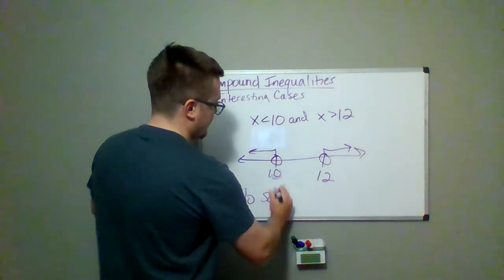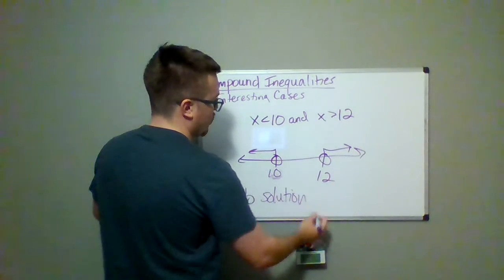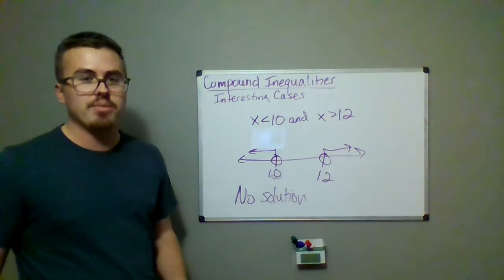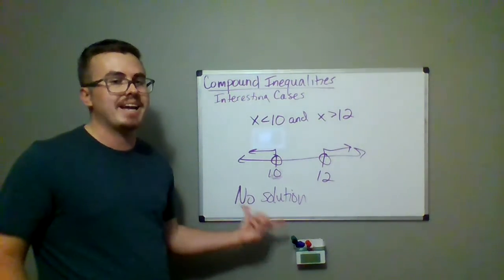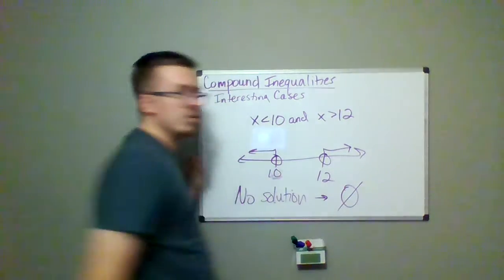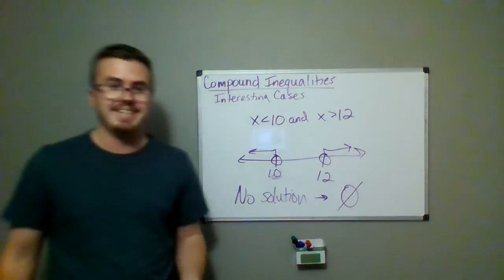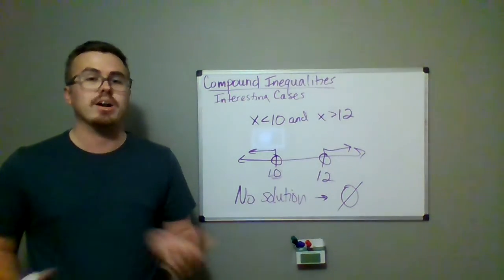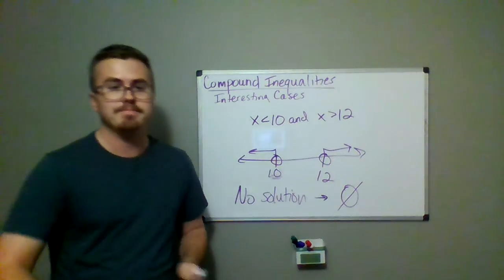So if you get an and problem that ends up looking like an or problem, you get no solution. And again, Delta Math makes it look a little bit different. Instead of saying no solution, it'll probably give you this symbol here, which is the symbol for an empty set, meaning there's nothing in the set of real numbers that could satisfy that quantity.